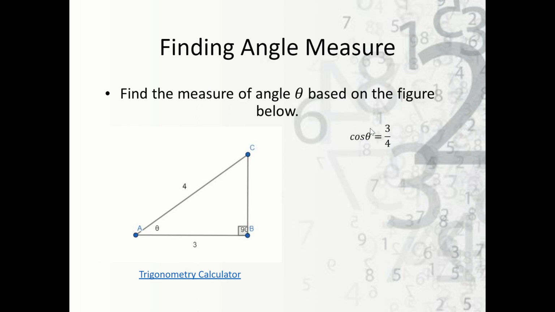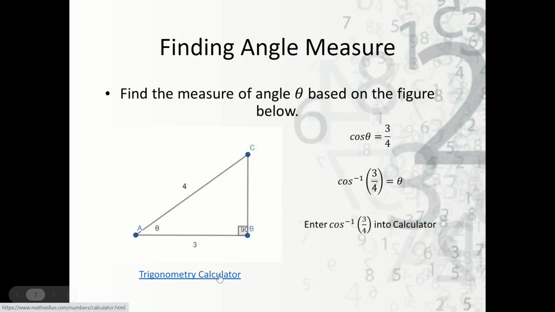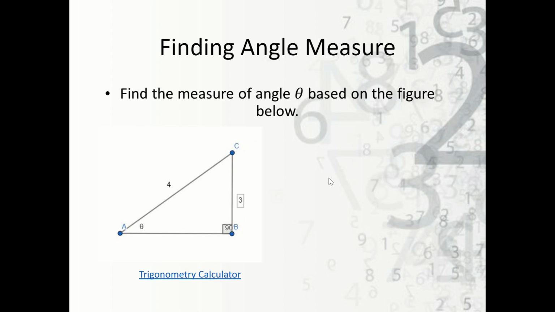Now, we can't solve for theta necessarily, so we need to go ahead and use our inverse cosine now. So we're going to change this to say inverse cosine of 3/4 is equal to theta. Now we can just plug this part into our calculator. So we're going to enter inverse cosine of 3/4 into our calculator. There's a link here that takes you to the calculator. And when we enter that in, we should see that it's 41.41 degrees. Let's look at another example.